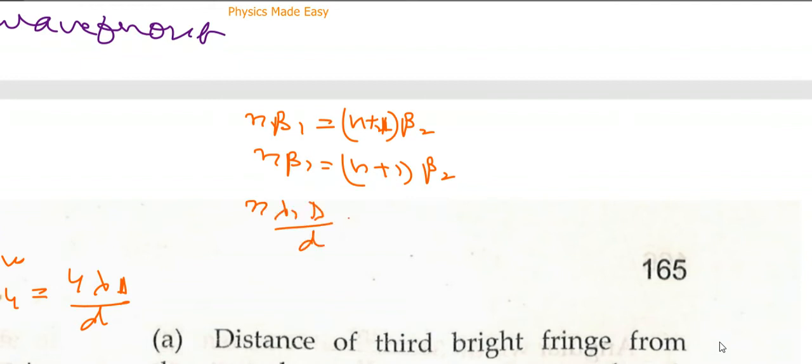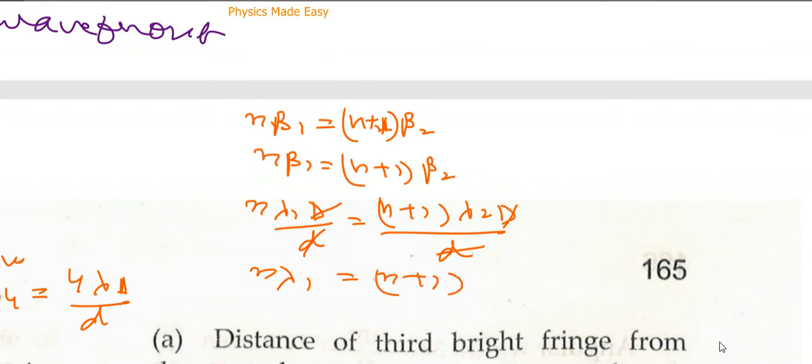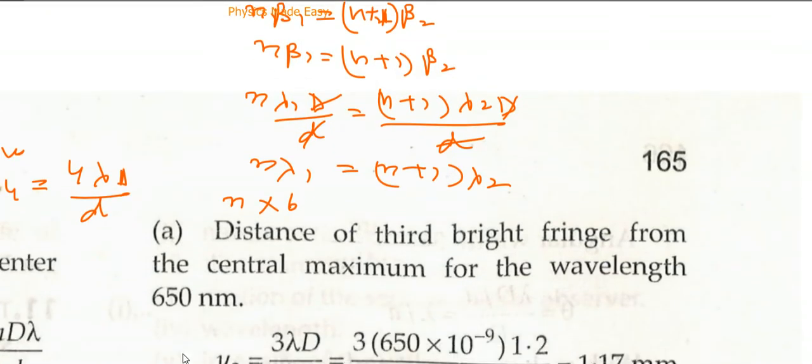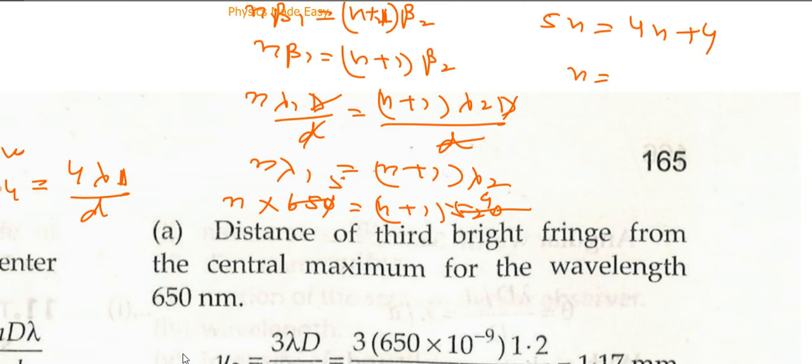This is lambda 1 capital D by d. This is N+1 times lambda 2 capital D by d. This cancels with this, this cancels with this. This is N lambda 1 equals N+1 lambda 2. Now lambda 1 I think is 650. Just fill in the values. One is 650, other is 520. Leave the nanometers because they are on both sides and get cancelled. Here it will be 4 and here it will be 5. So 5N is just 4N+4, or N is equal to 4.